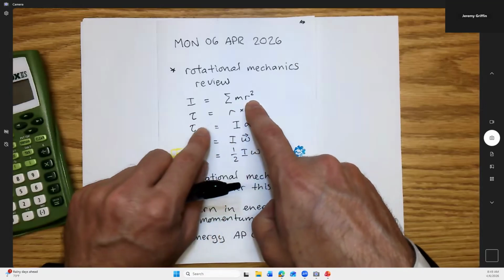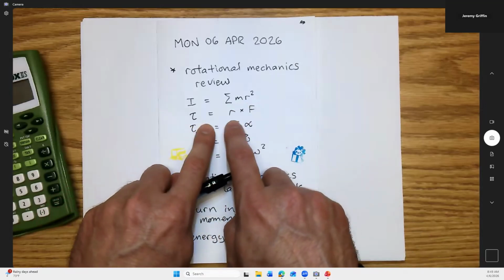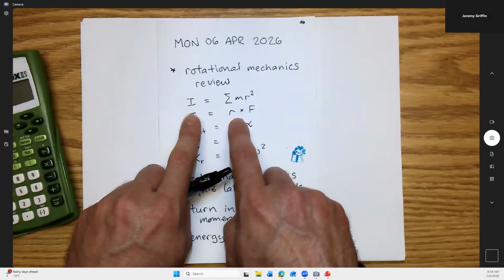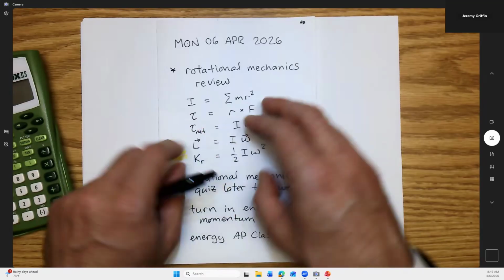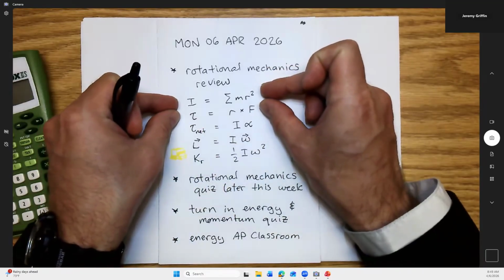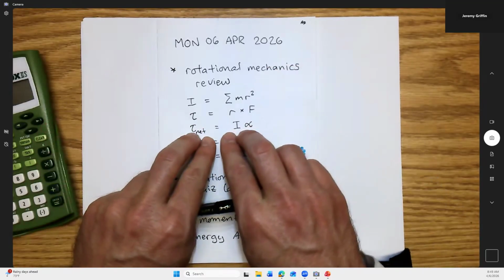Some of them are squared. This is from the pivot point. How do you read this one right here? R cross F. Yeah, so torque is R cross F, like using a wrench. So that's basically Unit 5 by AP's book. Also this one. Let's put this one here.